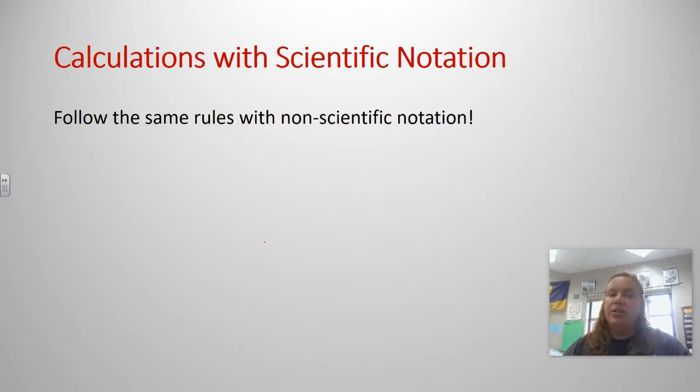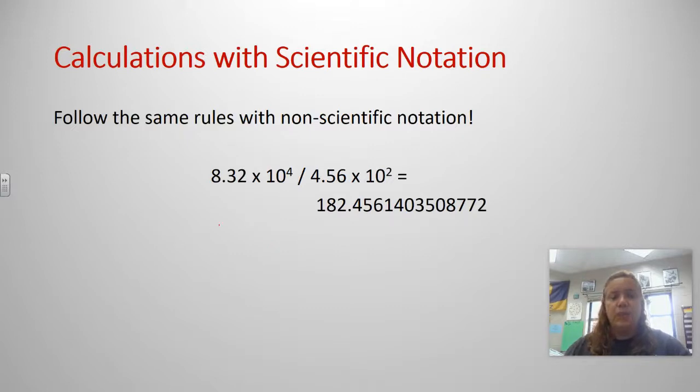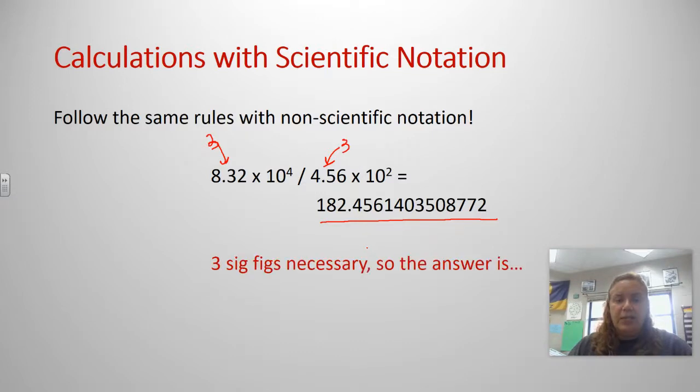Calculations with scientific notation follow the same rules that you use for non-scientific notation. So in this case, again, we're dividing. We have 3 sig figs here. We have 3 sig figs here. So you can just punch that in your calculator and you're going to get this in your calculator. And a lot of students always like to write those giant numbers, and they're like, at least Miss D will know what I'm talking about. But you need to actually get it down to 3 sig figs. So the answer is 182.